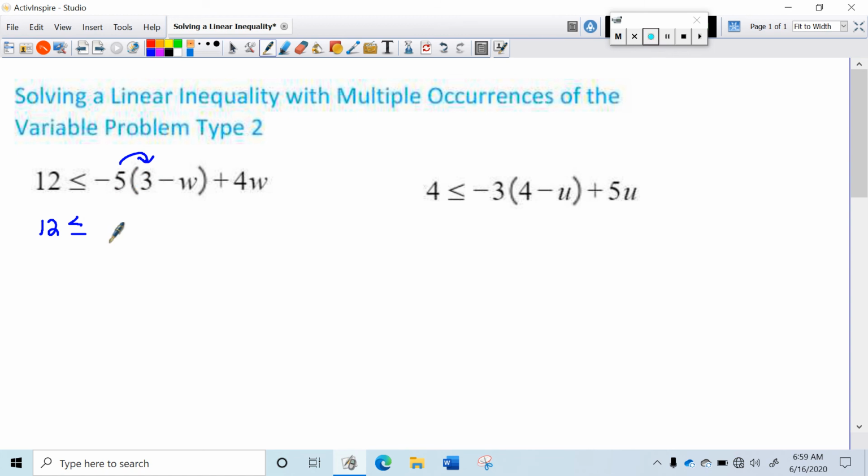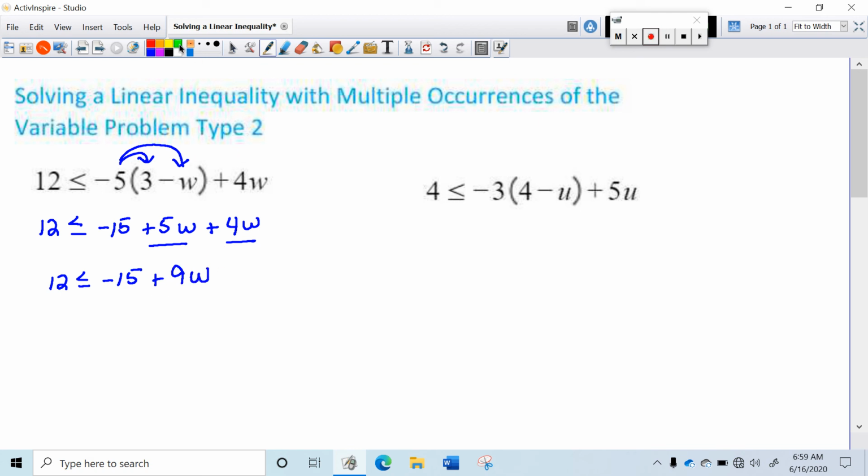Negative 5 times 3 is negative 15. And then it gets distributed to the negative w. Negative 5 times a negative w, negative times a negative is a positive 5w, and then the plus 4w gets brought down. Now I can put my w's together because I know what 5 plus 4 is. So everything else I'm going to write down like it is for now. And then 5 plus 4 is a positive 9w.